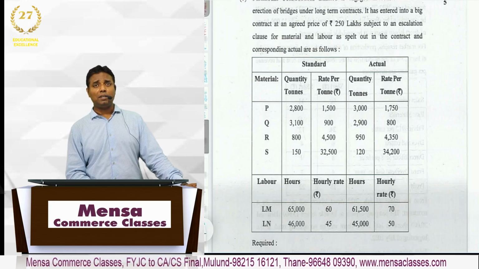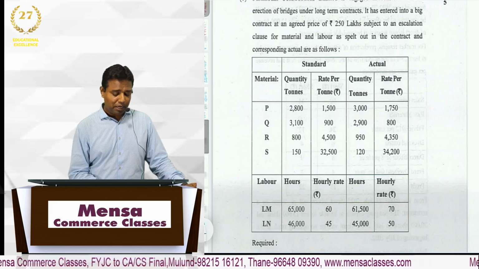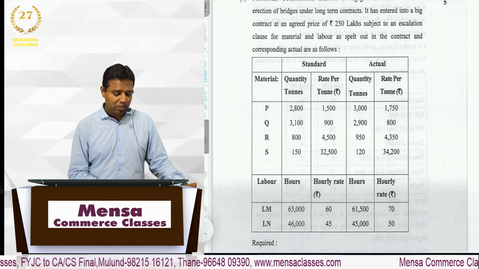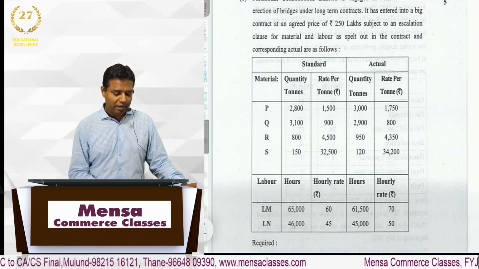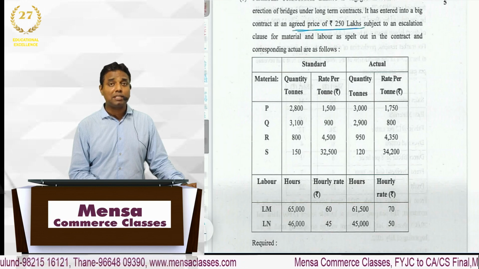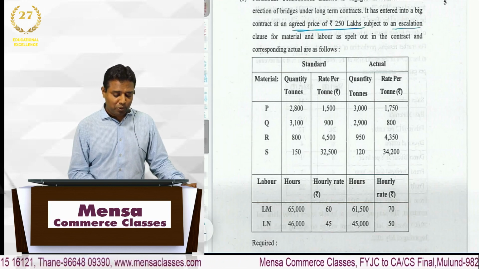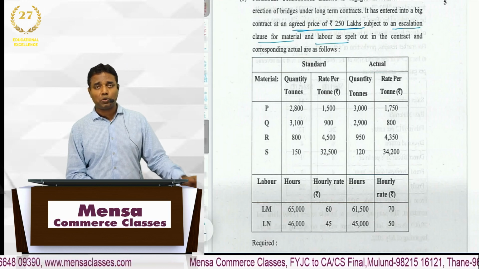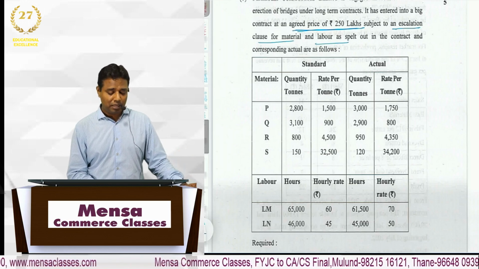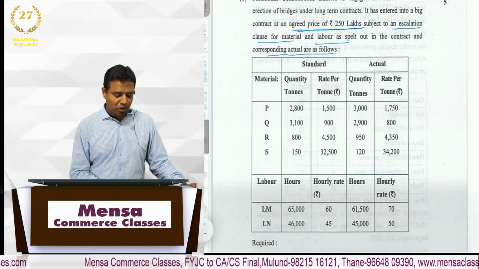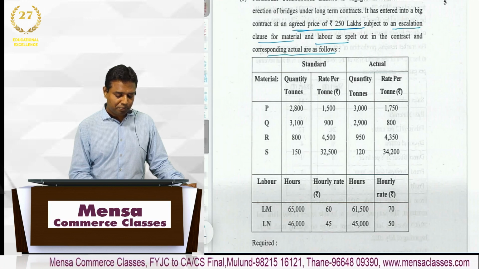The B part. What's asked in the B part? So B part, they are saying Paramount Construction, engaged in construction and erection of bridges, entered into a big contract at an agreed price of 250 lakhs. That's the contract price. Subject to an escalation clause for material and labor as spelled out in the contract. So escalation part is there for material and labor, and corresponding actuals are given to us.